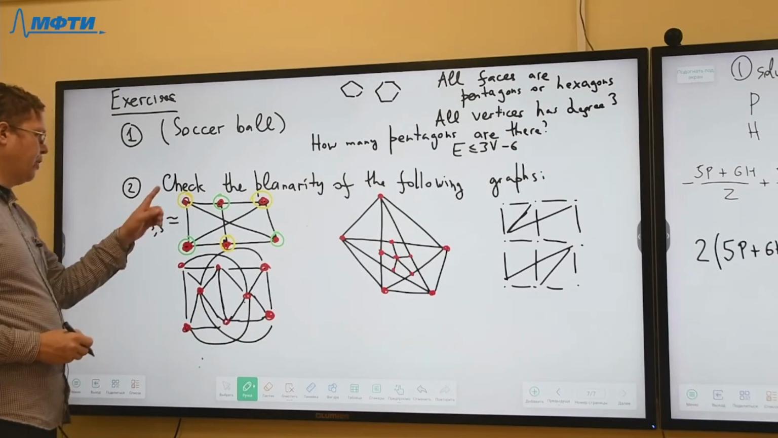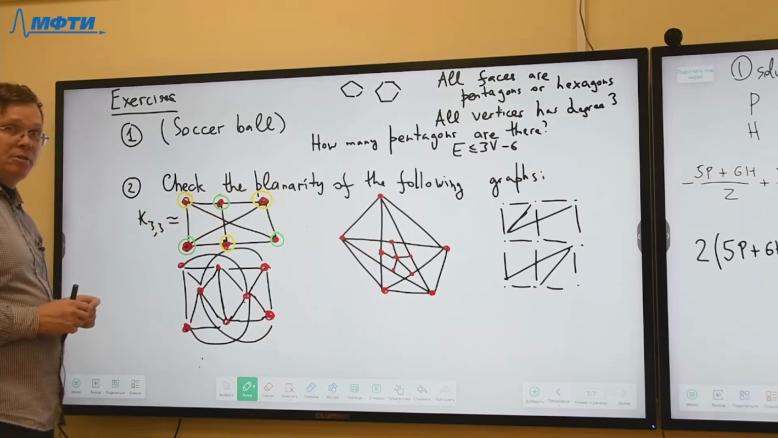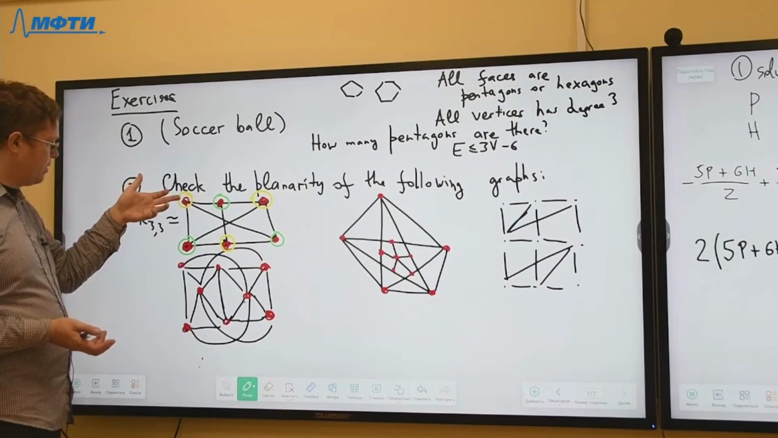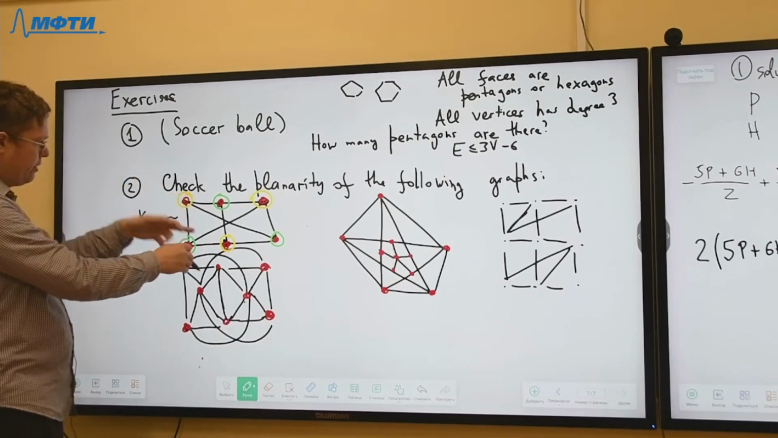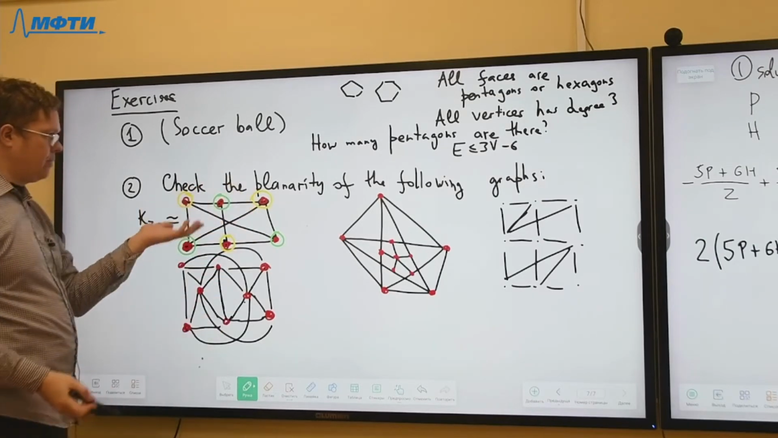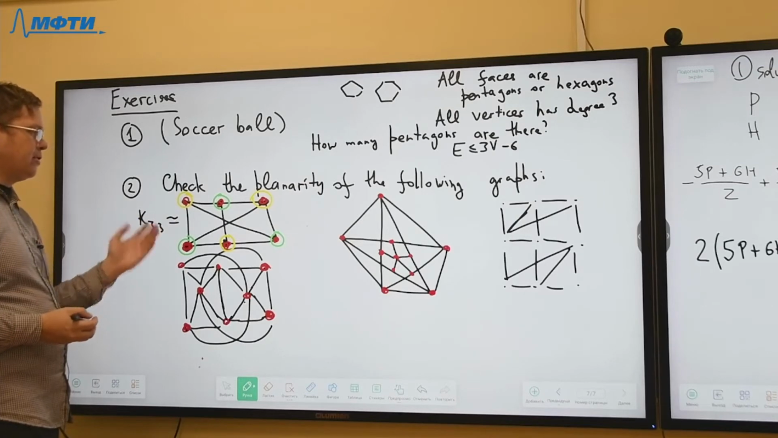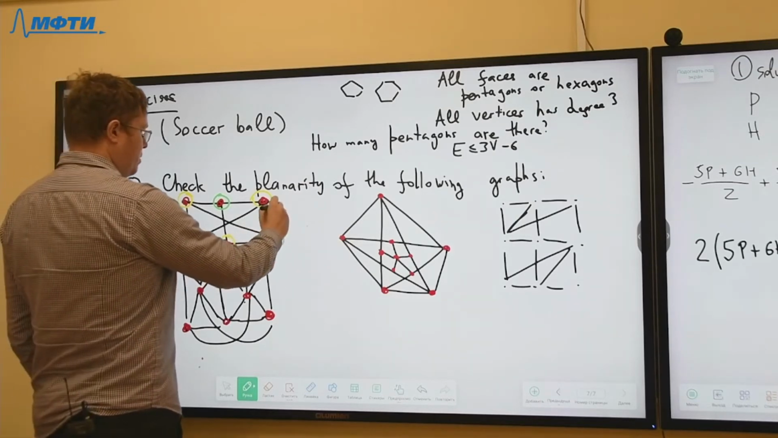So we have three yellow vertices, three green vertices, and each yellow is connected with each green vertex. This yellow is connected with all three, this yellow with three, and this yellow with three. So we have nine edges, six vertices. It is the same graph as K3,3, and this is not planar.